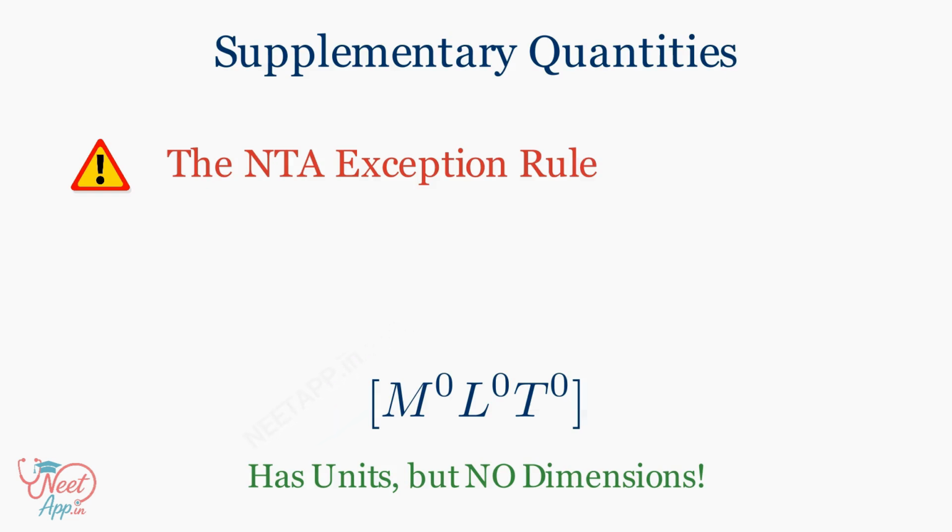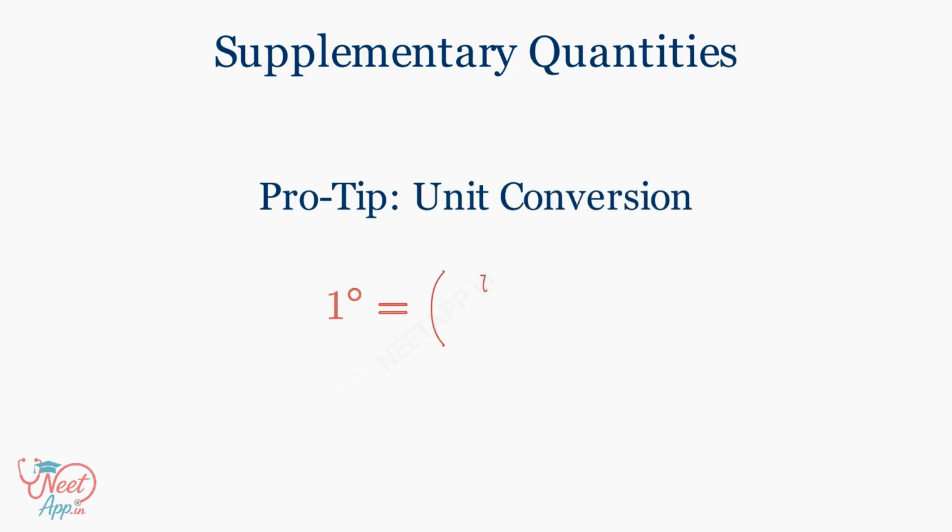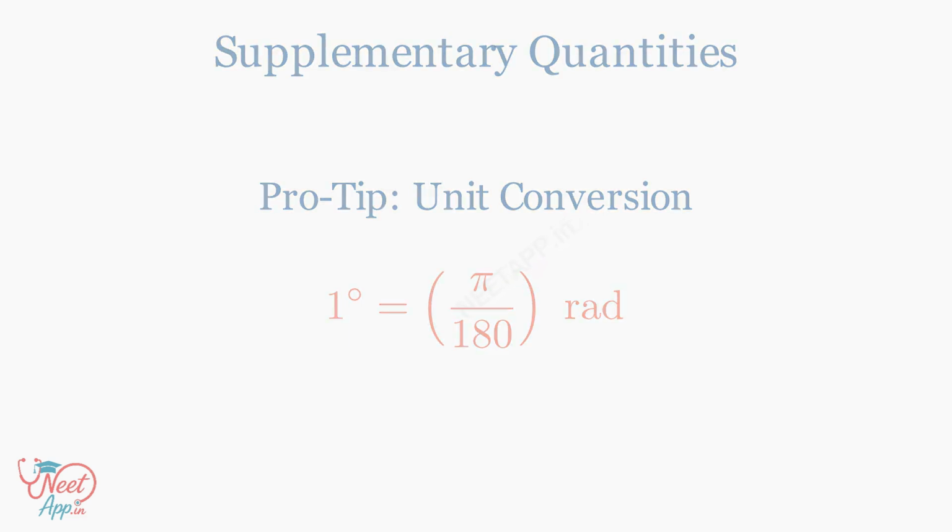A physical quantity can have units but no dimensions. The plane angle and solid angle are your prime examples. But remember, the reverse is never true. Pro tip for your numericals: to convert degrees to radians, remember that 1 degree equals pi over 180 radians. And if you ever see a trig function without a degree symbol, like sine of 15, you must assume that 15 is in radians. Now let's solve some NEET MCQs and PYQs related to this concept.